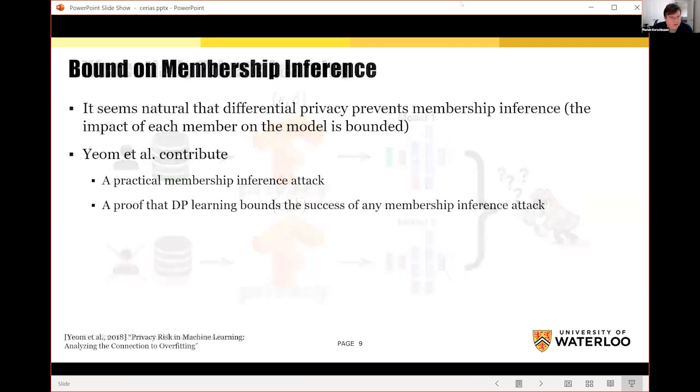Now, it seems natural that differential privacy would prevent a membership inference attack, right? Because the impact of each member in differentially private training is bounded. So if that is bounded, a membership inference attack should only succeed with a bounded probability. And Yeom et al. were the first to formalize this notion, and they gave a practical membership inference attack that worked very well for the time it was invented. And they gave a proof that differentially private learning bounds the success of any membership inference attack. They give a specific bound on how this turns out to be.